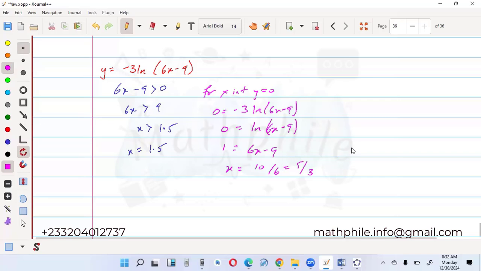1.666. So that one is greater than the asymptote. That is good, because you said x should be greater than 1.5. Then the last one would be for the y-intercept, x equals 0. So this gives you y is equal to -3 ln(-9). So you can see there is a problem. There is no y-intercept. So looking at your sketch, it's a little bit off.